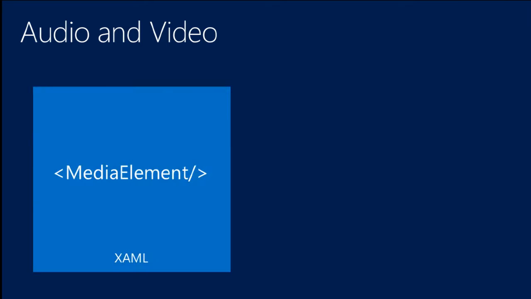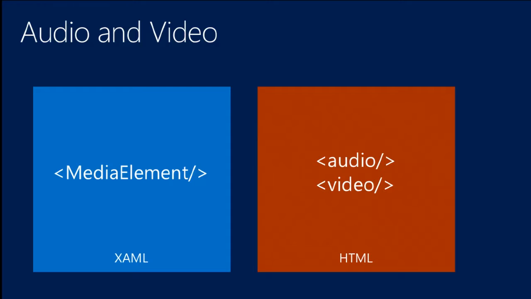The first one is here. If you're doing audio or video in a XAML stack, you're going to be using the media element. It will do both audio and video. You can use it for sound effects, a whole host of different things, but you typically are going to use a media element unless you're doing some very low-level audio. On the HTML stack, though, you're going to use the HTML5 audio and video tags. They work pretty much the same way, but there is a difference, and it's worth pointing it out.